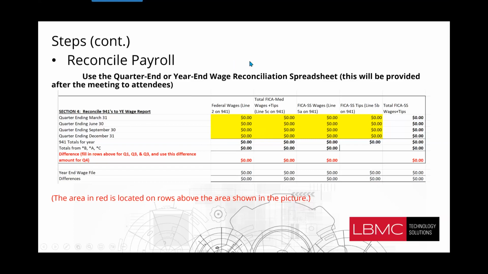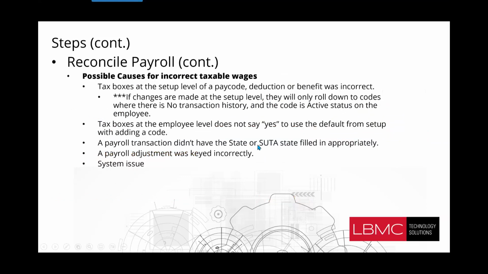All right. So there are possible causes for incorrect taxable wages, and there are 5 of them. First, the tax boxes at the setup level of a pay code, deduction, or benefit were incorrect. If changes were made at the setup level, they will only roll down to codes where there is no transaction history and the code is active status on the employee. Second, the tax boxes at the employee level do not say yes to use the default from the setup when adding a code.